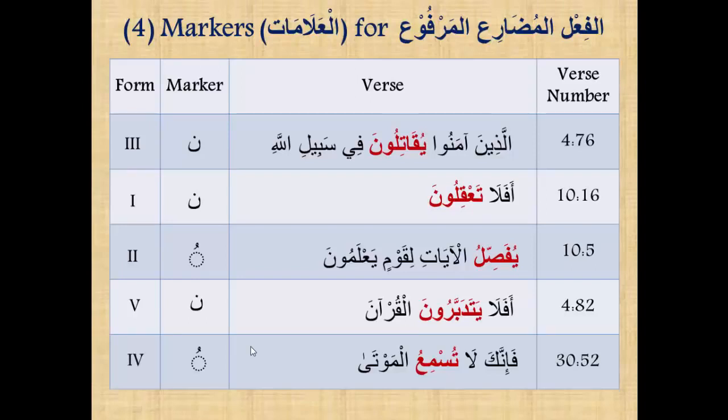So notice how again we have two different markers. We have either the noon or the dhamma. The noon is used for those verbs conjugated for hum, antum and anti. And the rest of the verbs take the dhamma. And also remember that the marfu' case is used in situations where there's nothing special going on. So it's the default case used when there are no special factors in the sentence. So that's that for the marfu'.